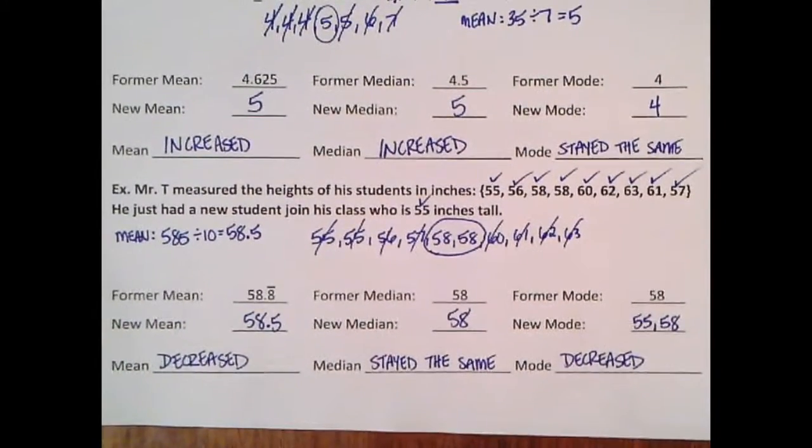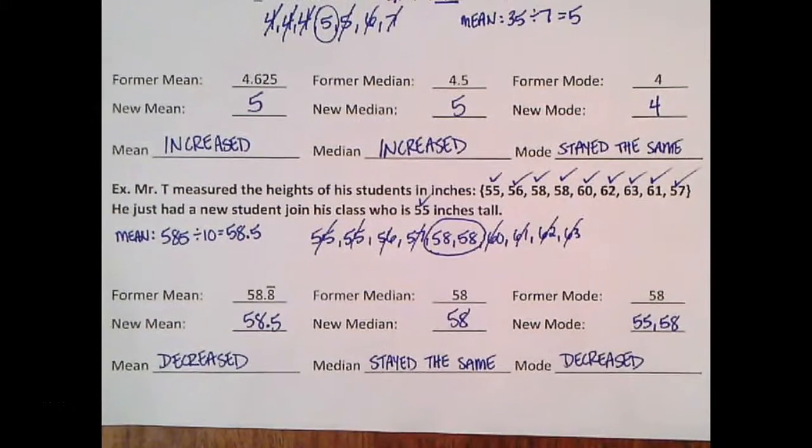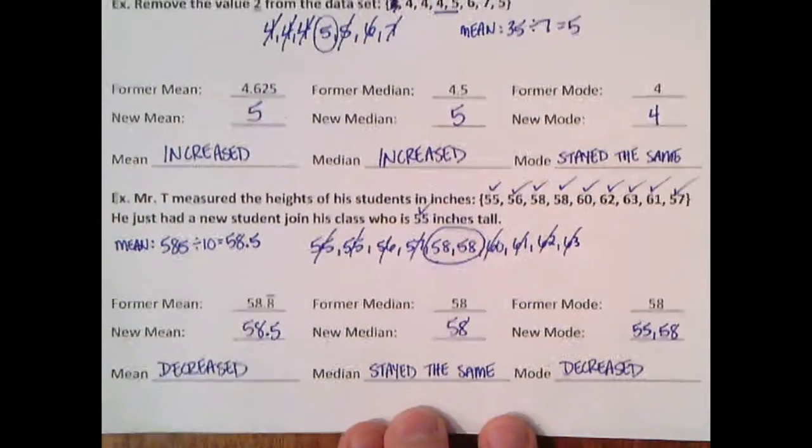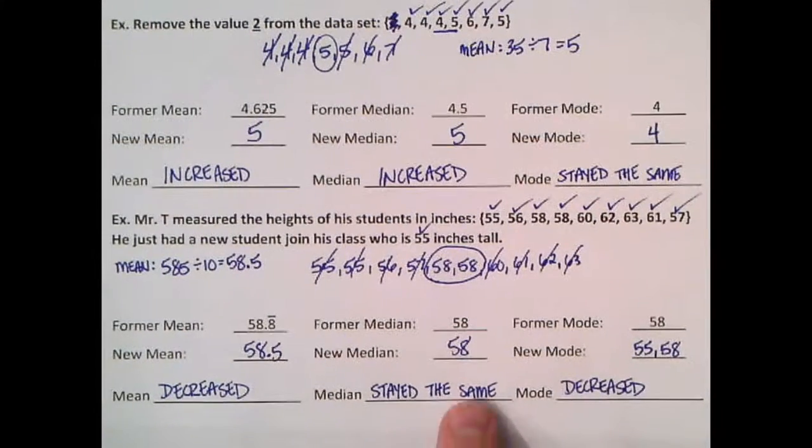Now, it's not always going to happen, but it's just one of those things that we had two people that were 58 inches tall, and they still ended up being right in the middle of all of that data. So, what did we learn today? If you were to add in a value or take out a value, it is going to, according to where that value fits into your data set, either increase or decrease, or potentially have it stay the same for your mean, median, and mode.